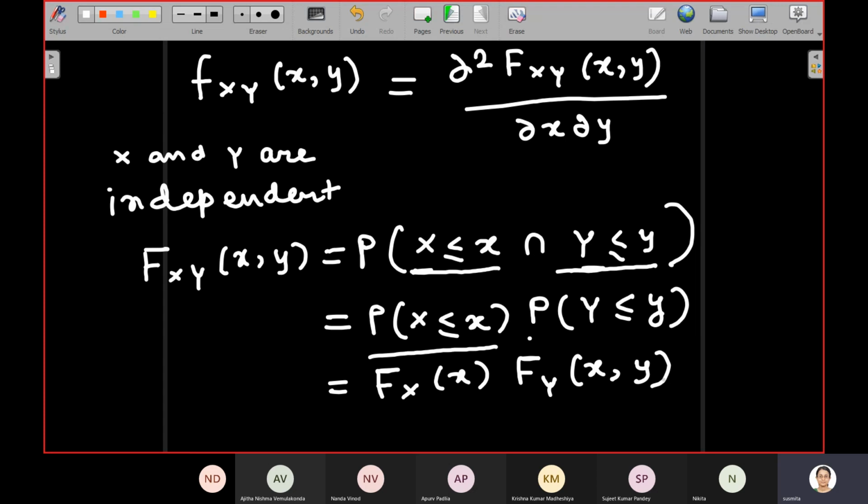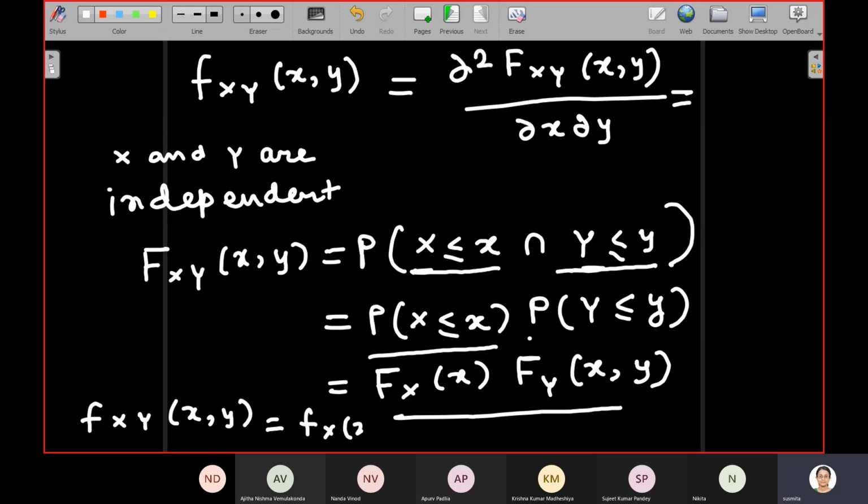How about the PDF? You just put this in the second order derivative and you will find straight away that the PDF also has the same relation. It is the product of individual PDFs. Now this is true only when X and Y are two independent random variables.